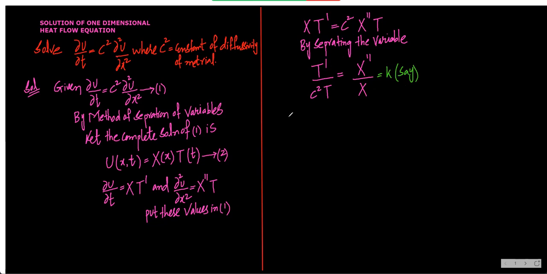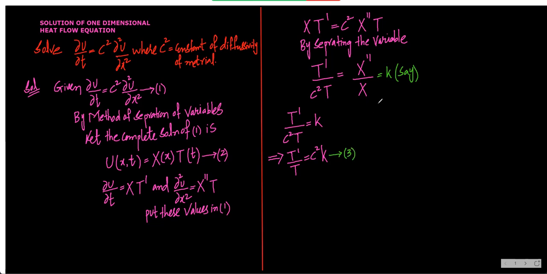Then two cases arise. Case number 1: T dash by c square into T is equal to k, which implies T dash by T is equal to c square into k. This much is enough; we can integrate and we get the answer. This is called equation number 3.